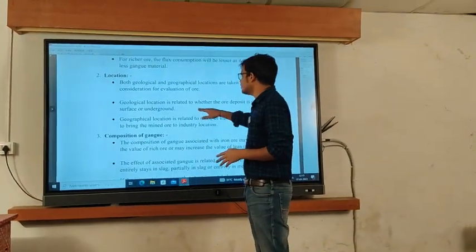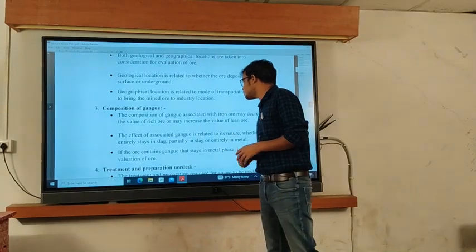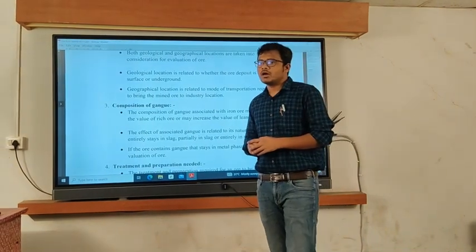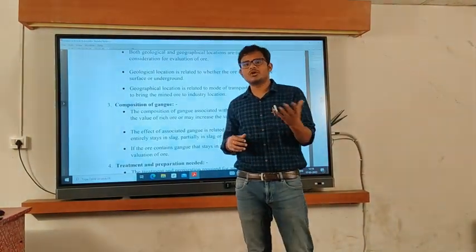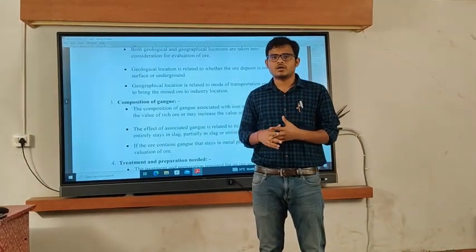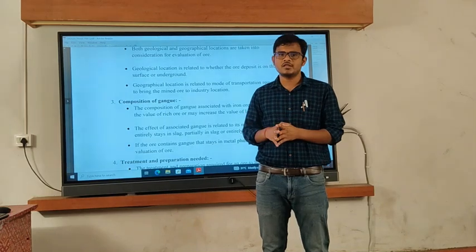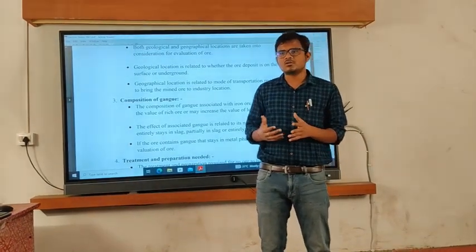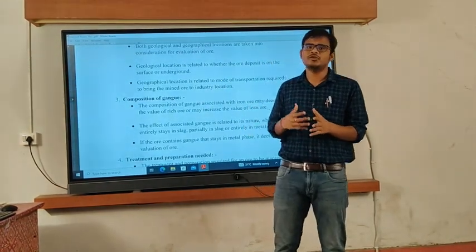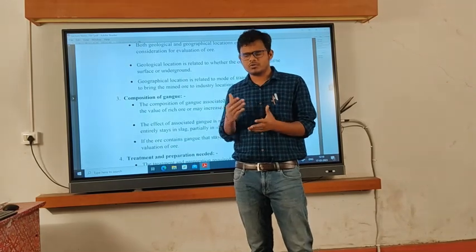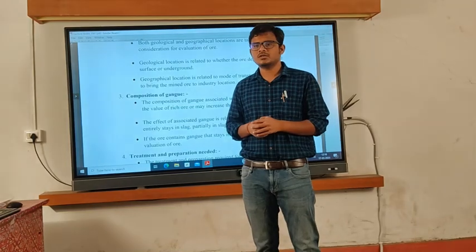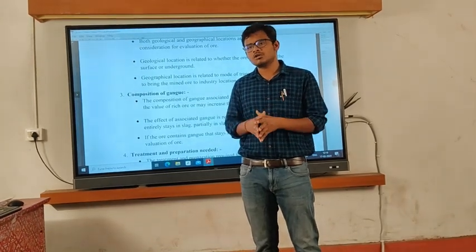When it comes to geographical location, it means the mode of transport required to bring that ore to the industry. If the ore is present in a very remote area, where there is no communication, whether rail or water communication, then it will be costlier for us to bring that ore from the mines to the industry. Whereas if the ore is present in an area where transportation is already there, it will be cheaper for us, and the cost of that ore will be less.